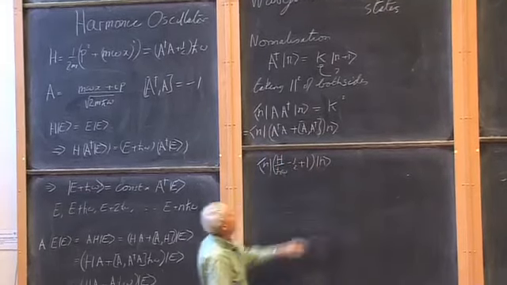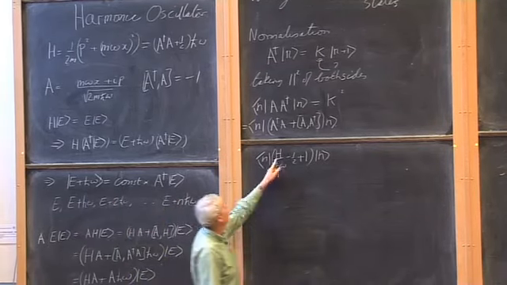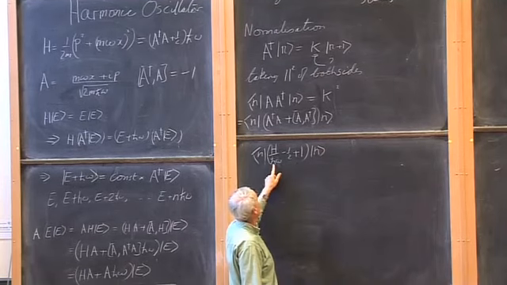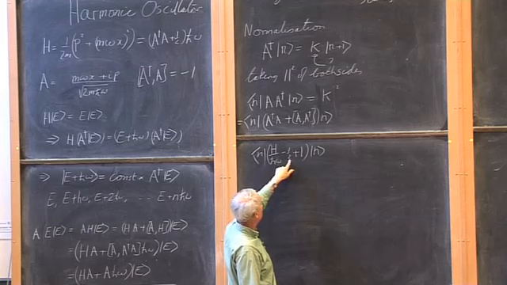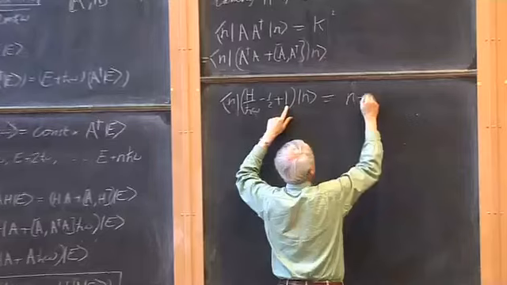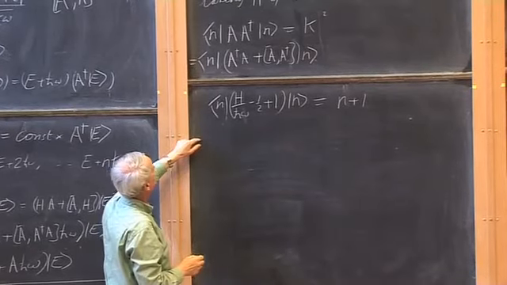H on n is equal to n plus a half h bar omega by definition, right? So this on this produces n plus a half h bar omega divided by h bar omega, and we have n plus a half. Take away a half, we have n. Add 1, we have n plus 1. So this is in fact equal to n plus 1. So what?